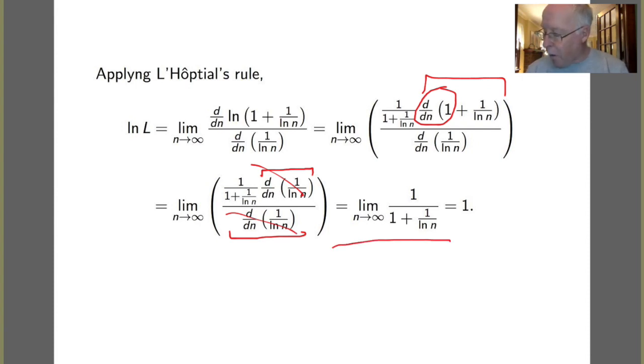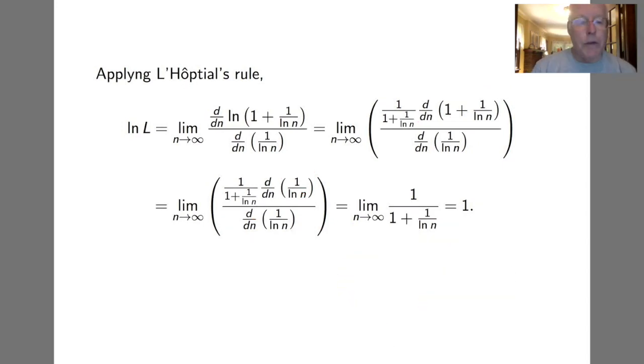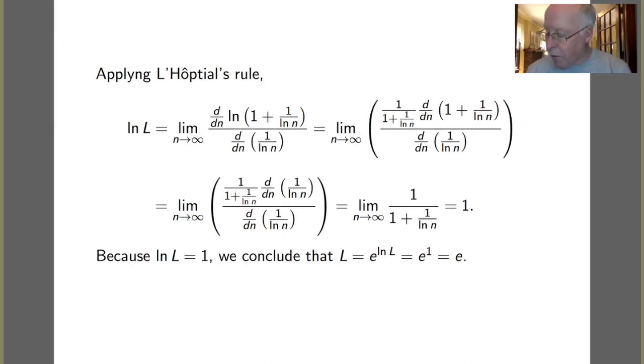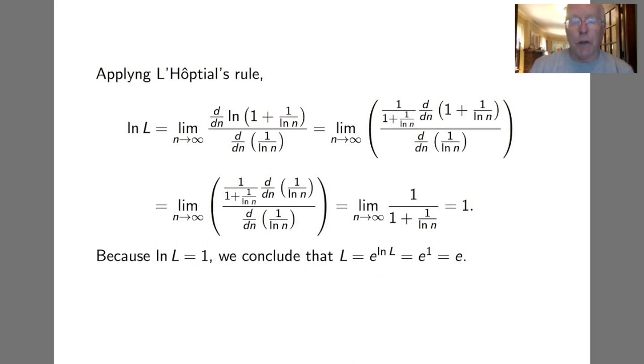Remember, the log of n goes to infinity. And so that makes this expression go to 1 over 1 plus 0, or 1. So because the log of L is equal to 1, we can then recover L by exponentiation. Log of L equals 1 means L will be e to the 1, which turns out to be e. So the limit of this particular sequence turns out to be e.